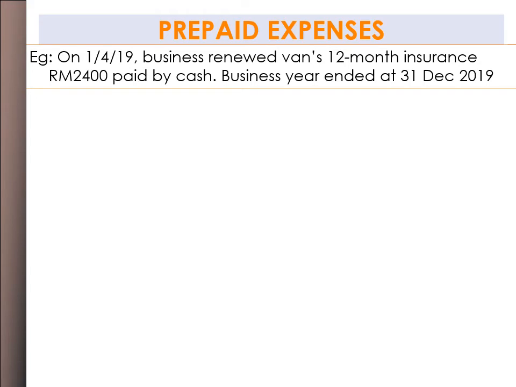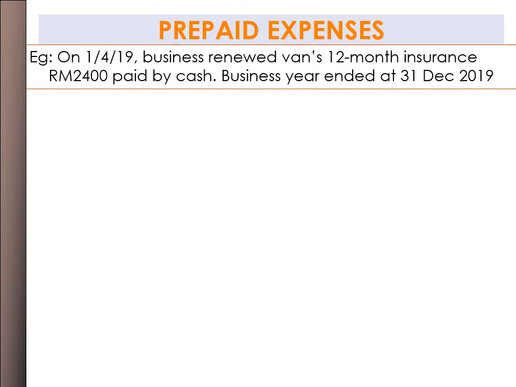So if your business year ended on 31st December 2019, you will have an extra payment that should not be recorded in this year, but for next year, for 2020. So you can see that the insurance is only for 9 months for 2019 and another 3 months for the next year. So you will have these implications of prepaid expenses.